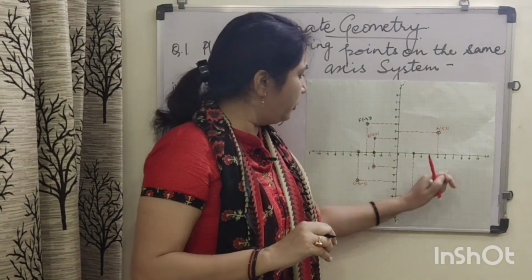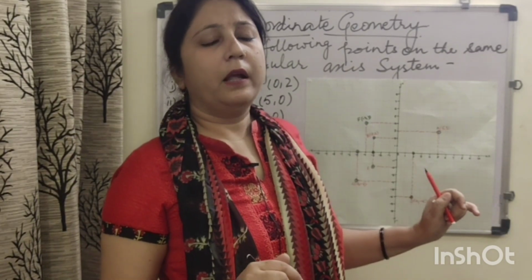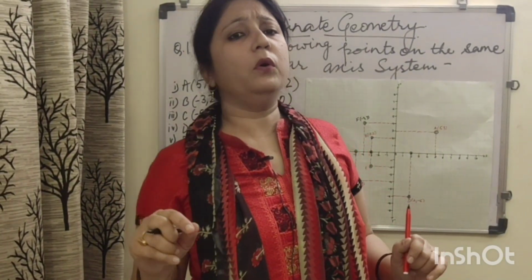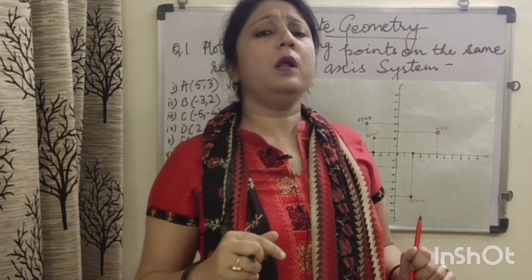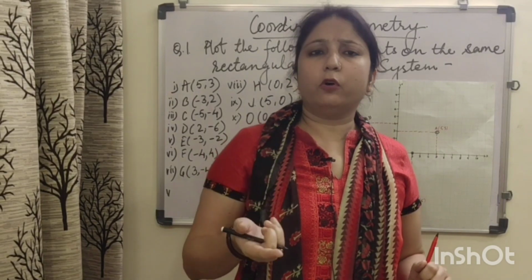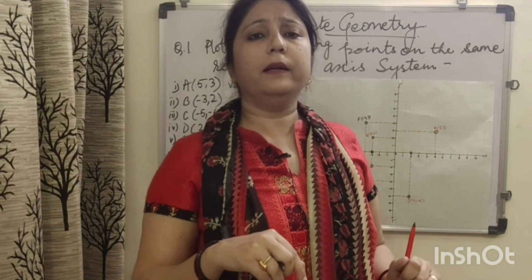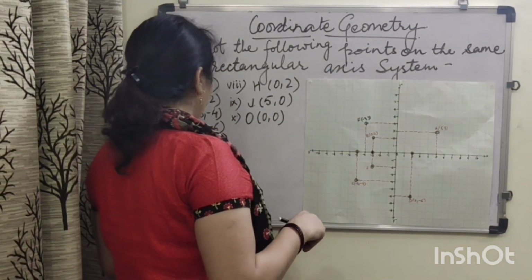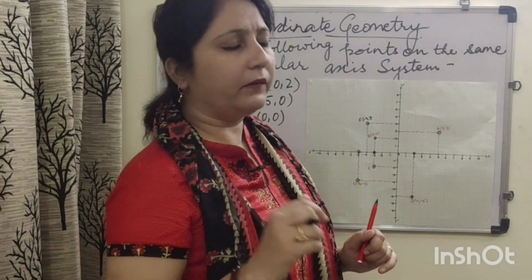I hope you can see all the points clearly, how I am plotting. First, I am going on the x-axis for the particular value. From there I am going vertically up or vertically down, as the value of y is positive or negative. Another point is G, that is 3 comma -4.